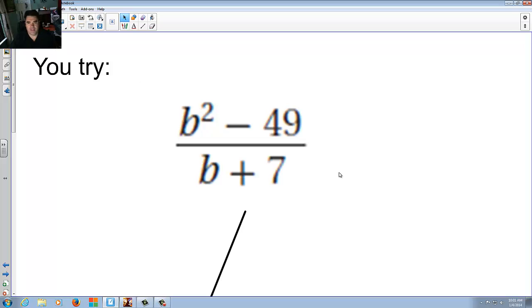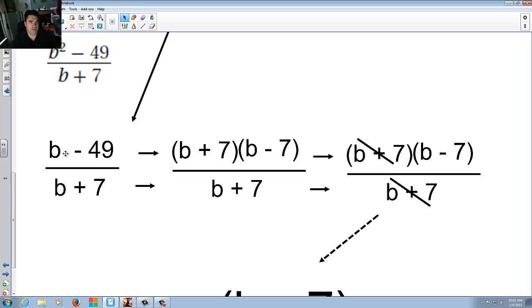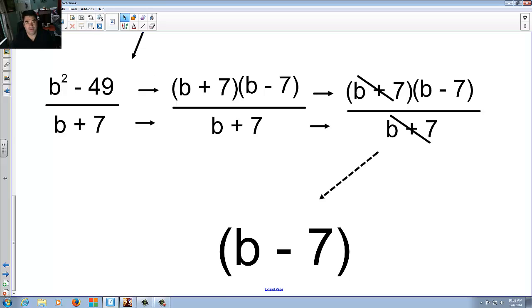You try. Take this, go ahead. Let's see how you did. Basically, you're going to break this up into b plus 7, b minus 7. This should have been a little 2 here, by the way. Not that it makes a giant difference, but it does to me. So b squared minus 49 over b plus 7, split, split. Cancel, cancel. b minus 7 is your answer.